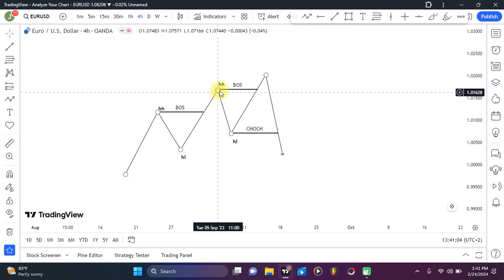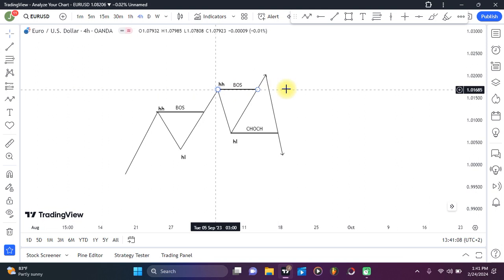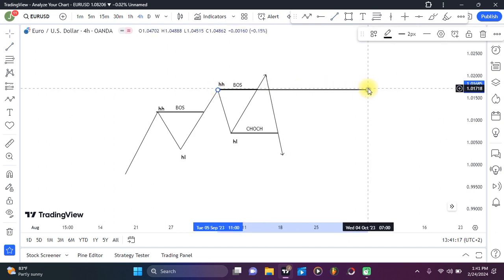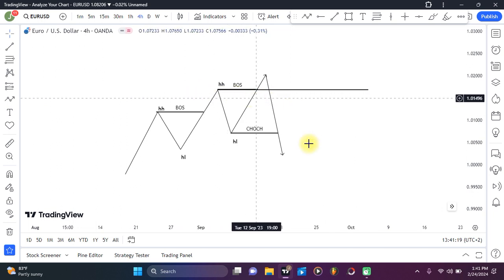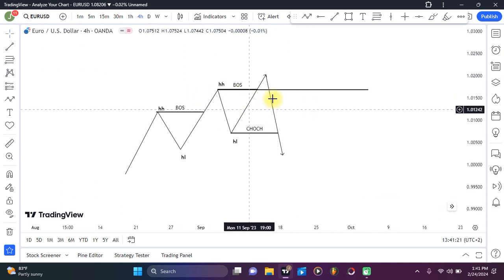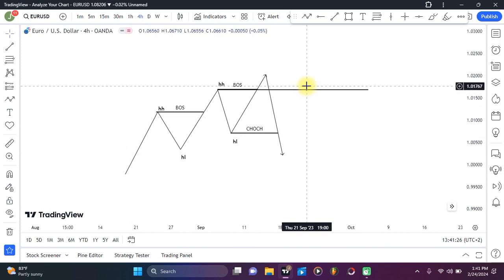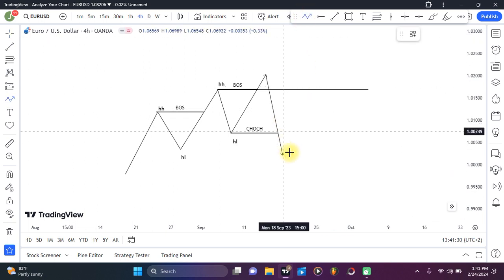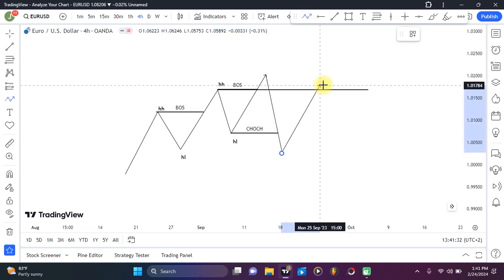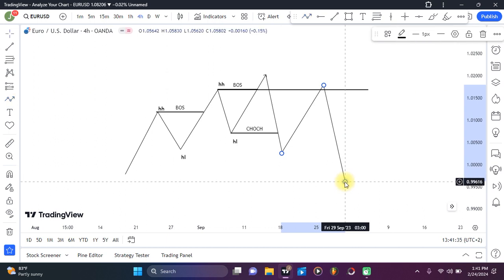So on this higher high here, this is where we are going to be marking our QML level. So this is our QML. So our QML starting from this high here and then going to the right like that. So this is our QML level. So what happens on this level is that when the market retraces and reaches this zone, this is where we are going to be looking for a selling opportunity. So what we expect is to see the market retrace into the zone and then push to the downside.